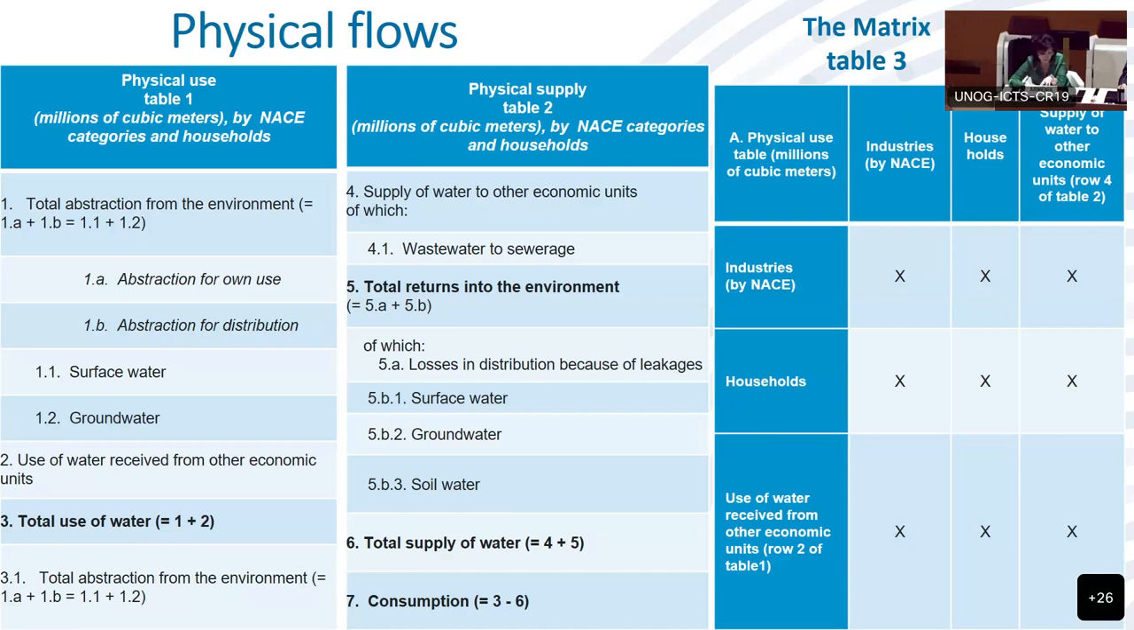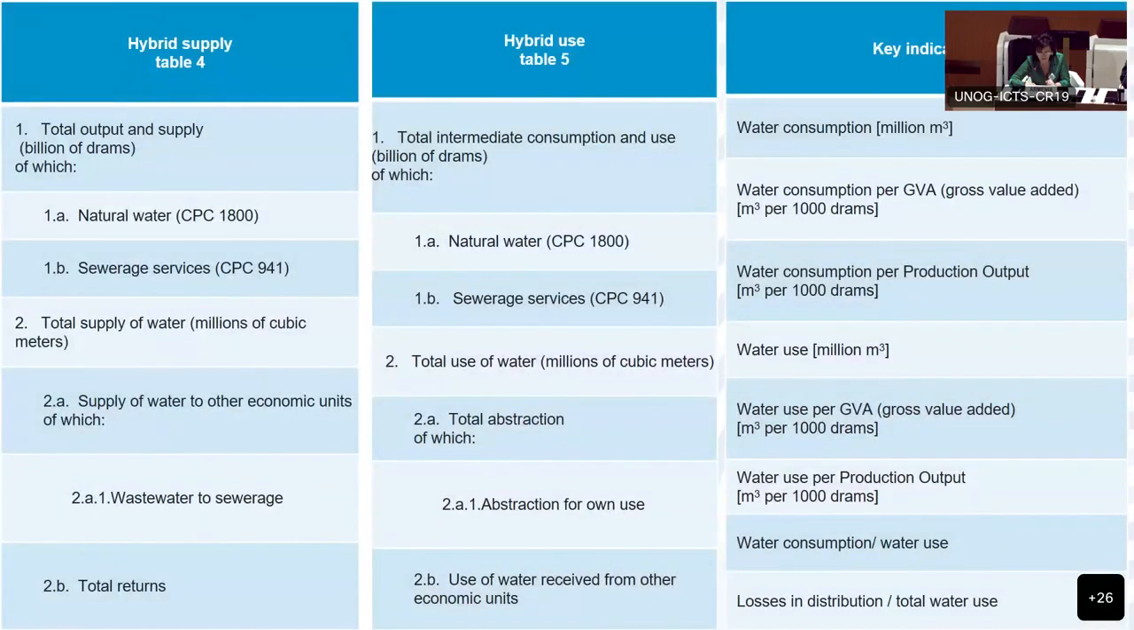Here we see also the matrix, which is also very interesting. It's like a puzzle that we fill in. Who provides to whom? Simply, I have no figures here, but on our website you can find them, starting from 2015. These are the hybrid tables and the key indicators based on these relations.